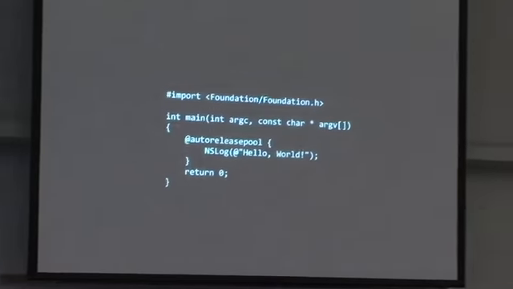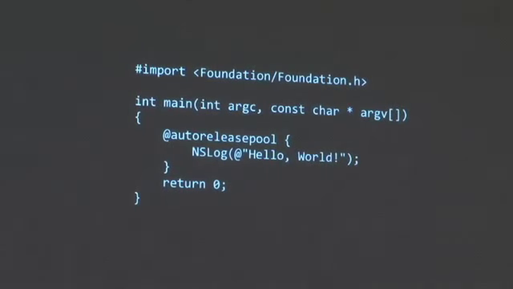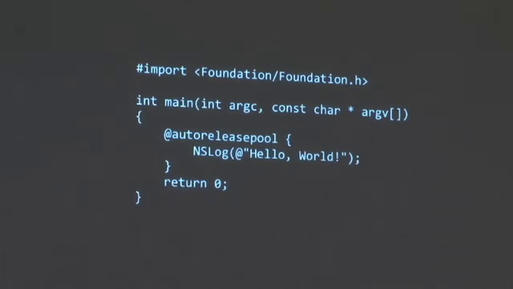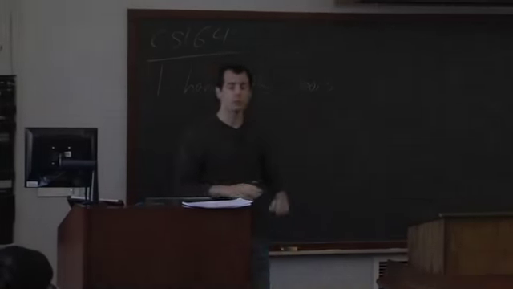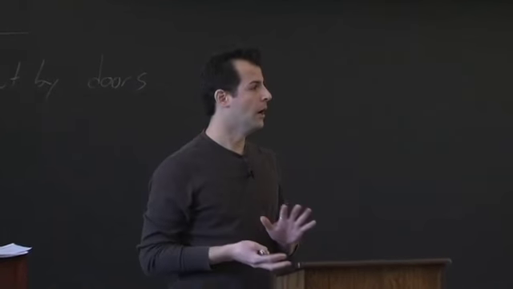NSLog is a proper logging function, but for our purposes, it's pretty much like printf. It lets us see things on the console. You wouldn't typically use it in your production code, and return 0 is just as we've seen in C. So that was a quick rapid tour of where we left off last week. Any questions about the general framework here?